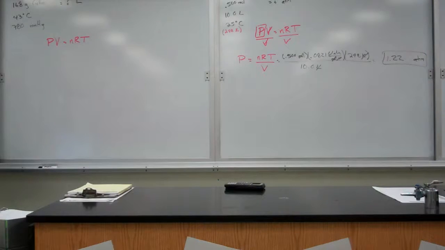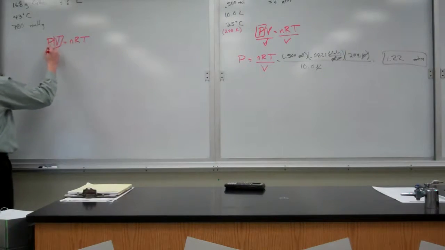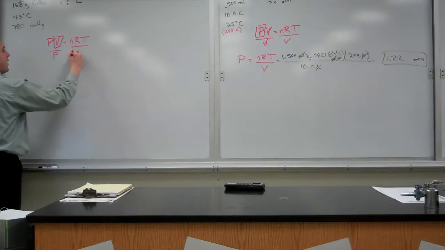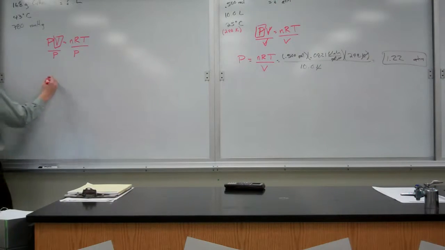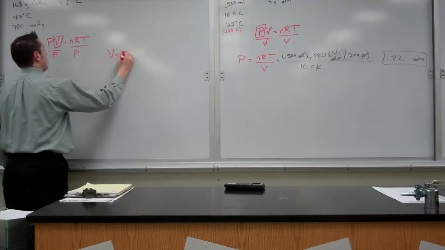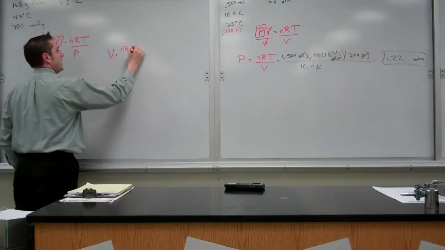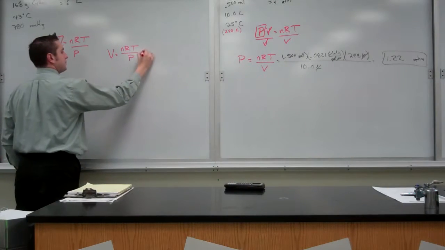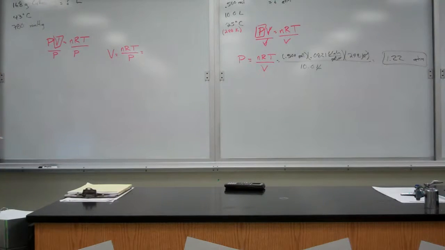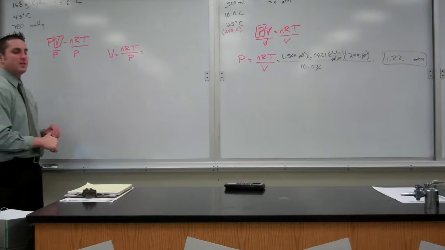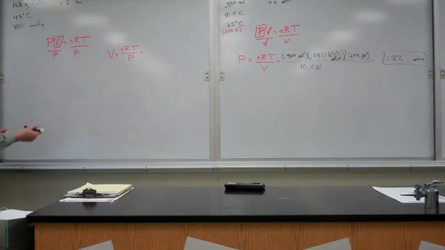Ideal gas equation, PV equals nRT. This time I need liters, so I'm solving for volume. Divide both sides by the pressure. I would get that volume equals nRT over P. Before I can plug in, I have to make sure, do my units match? Is my temperature in Kelvin? So, my n needs to be in moles.